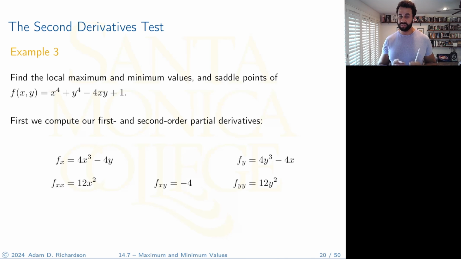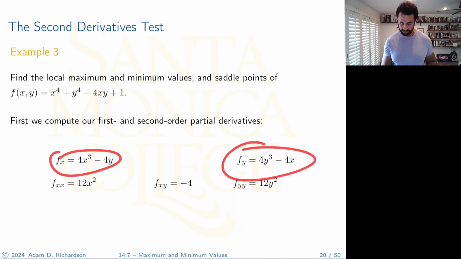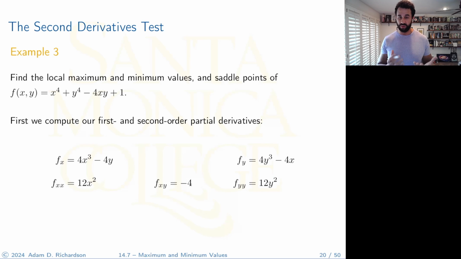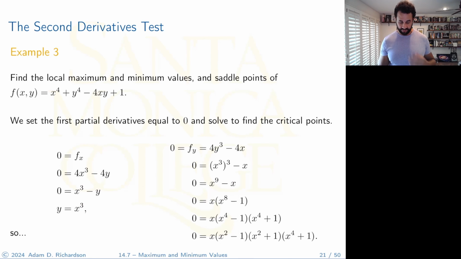Now we need to set the first partials equal to 0 to find where we even have the critical points. If we set our partial with respect to x equal to 0, we find that y is equal to x cubed, just through some basic algebra. Now we're going to substitute this into our other equation. So we set the partial with respect to y equal to 0, but we replace every instance of y with x cubed. There it is, x cubed cubed.